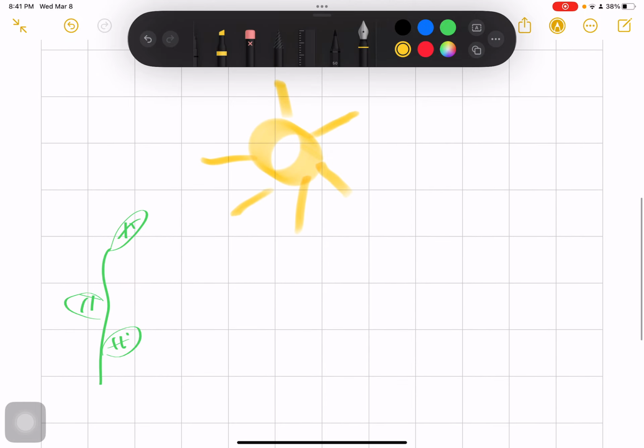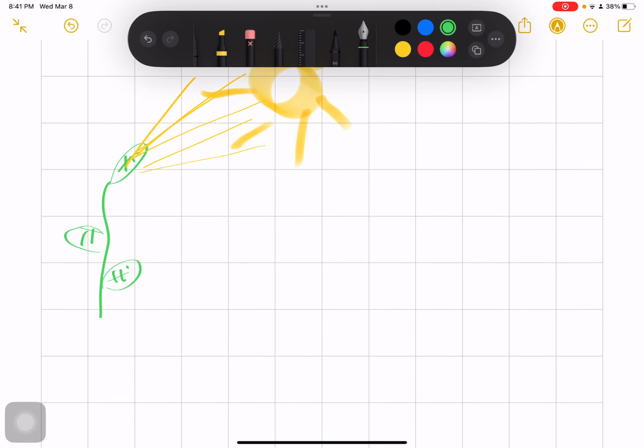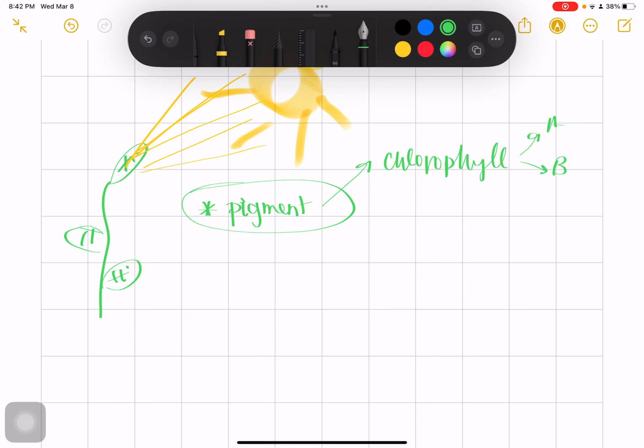So these rays from the light are going to come and shed some light on the leaf, and the leaf is going to absorb this light. The pigments are going to be really what is the actual biological aspect that is absorbing the light. So we have different kinds of pigments. We have chlorophyll, and we have A and B. We have carotenoids.